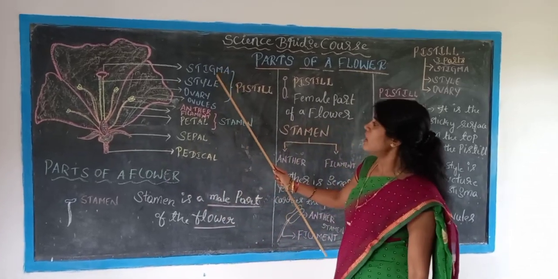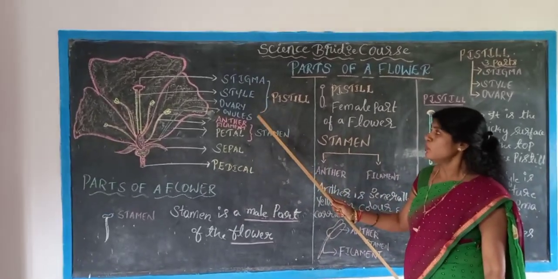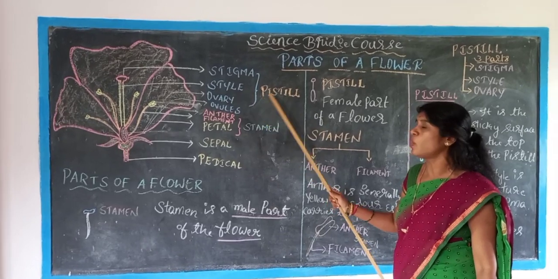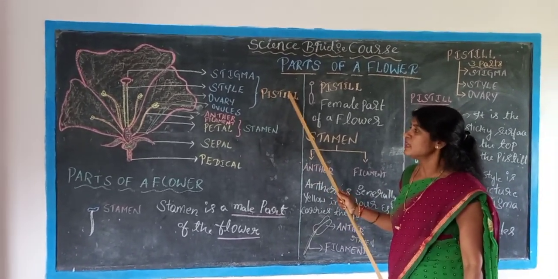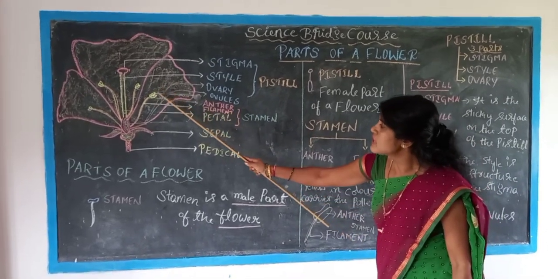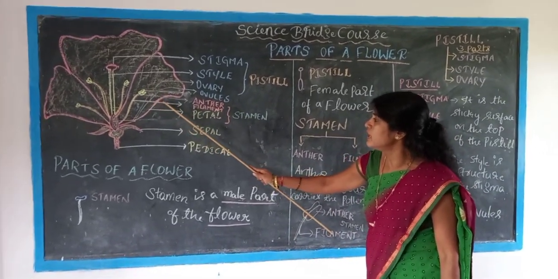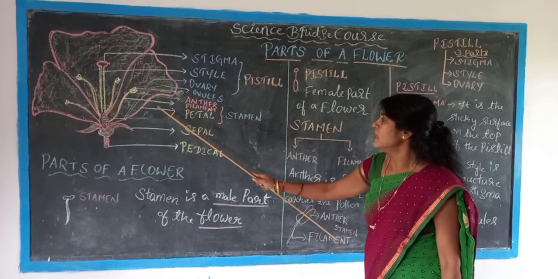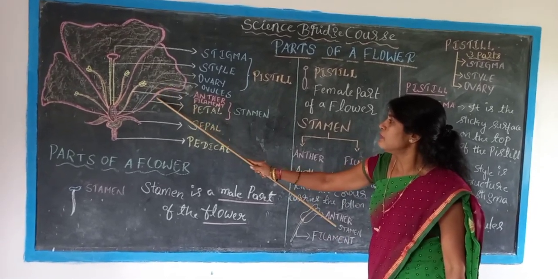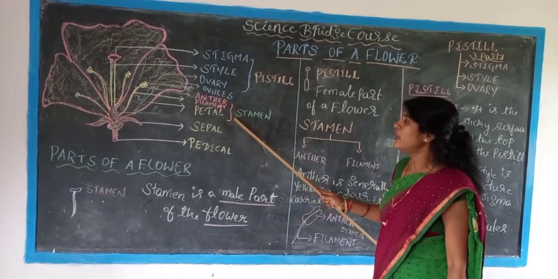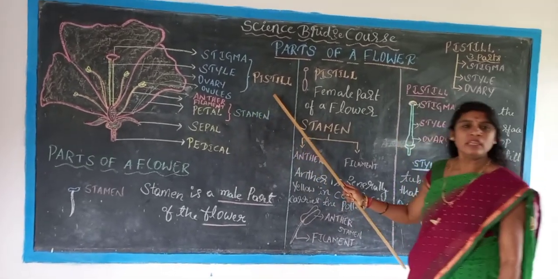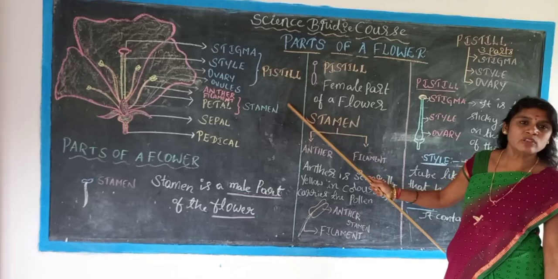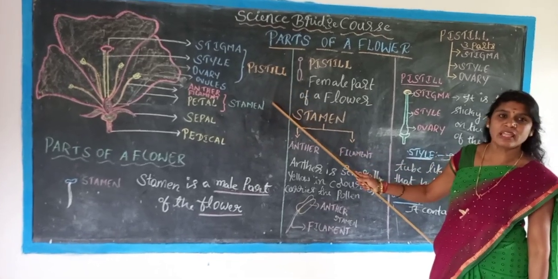Stigma, style, ovary and ovules all together we call the pistil. And this anther, filament and petal, we call the stamen. I think everybody got this. Everybody understood what the parts of the flower are?